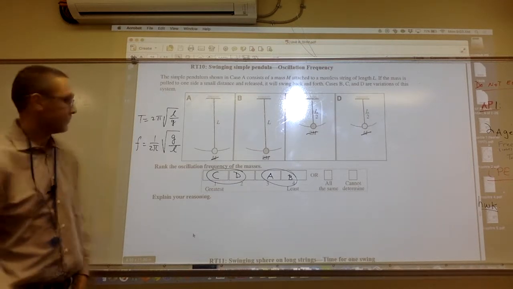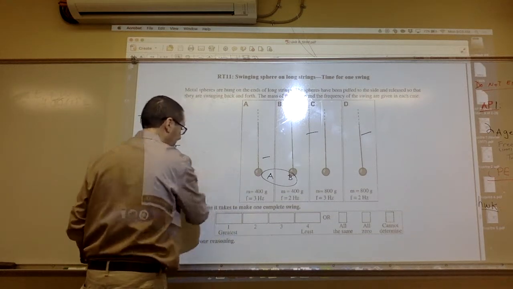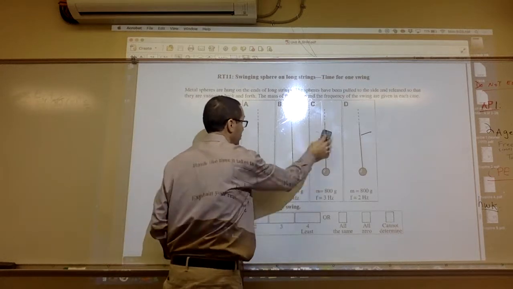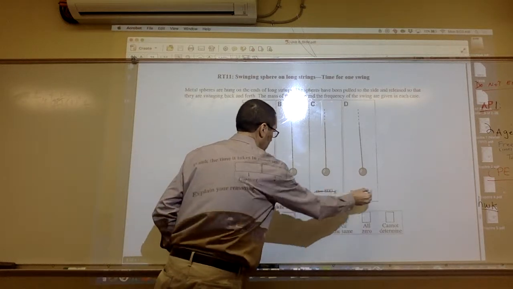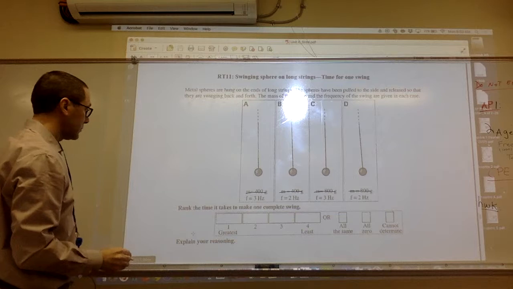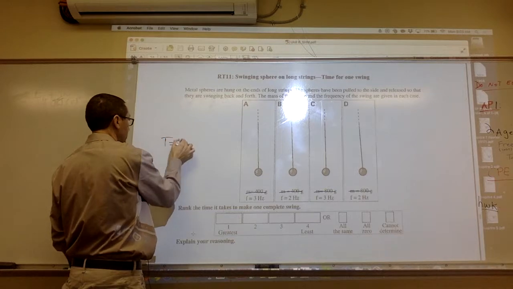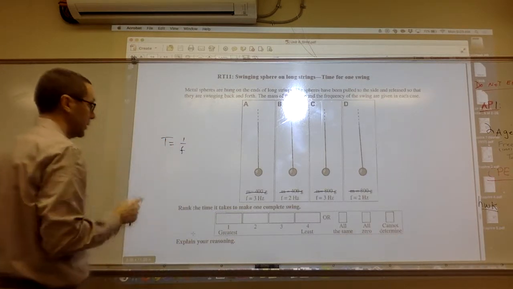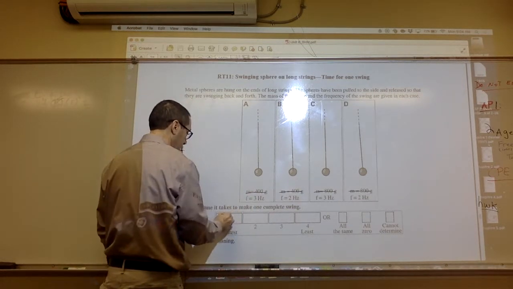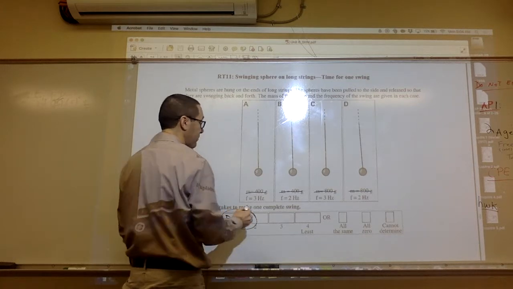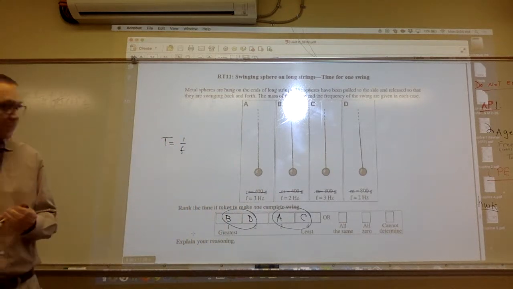And the last one is we're looking to rank the time it takes to make one complete swing. So basically we're trying to rank the periods. The masses don't matter again. Period is 1 over frequency, so the lower the frequency, the higher the period. So B and D have a frequency of 2, so they come first, and A and C have a frequency of 3, and they come last. And that should do it.